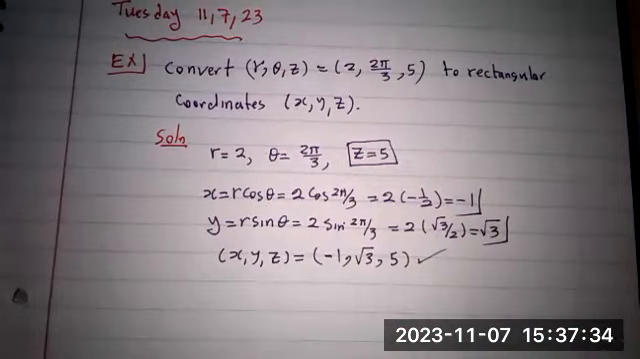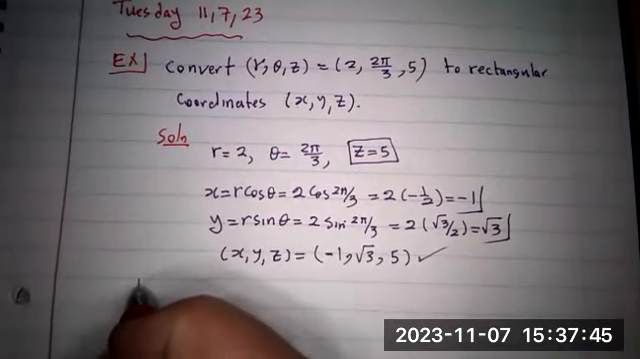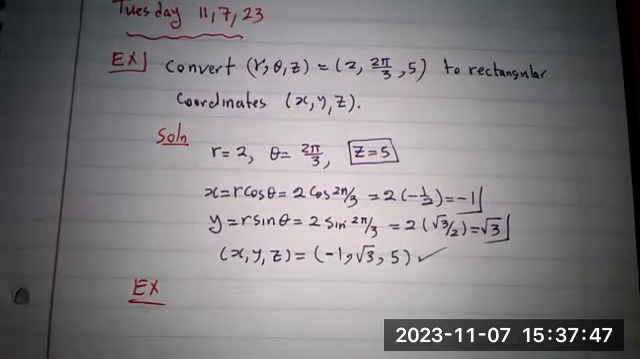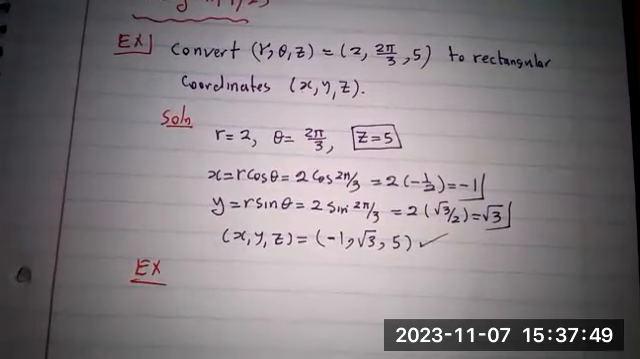When we go to spherical coordinates after your test, everything will be different, but not this one. Question? So let's do it the other way around. If x, y, z is given to you, you want to change it to r, theta, and z. So the next example is going to be this one.